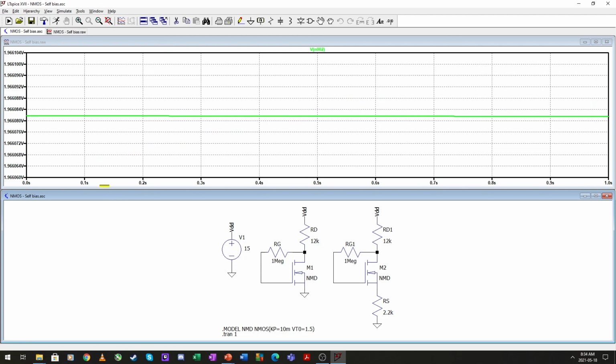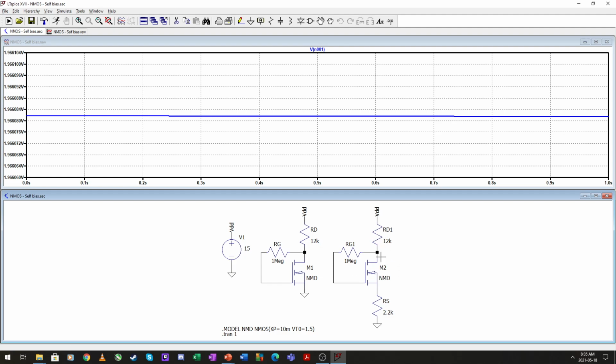But if we measure the voltage right here, we're sitting at 1.966 volts. And we did calculate the VGS as 1.94, so this is fairly close. Note that I'm measuring right here, and if we measure there, it's the same voltage. Okay, so having 15 volts here, we don't really have a swing of this amplifier. So not really good on the output swing.